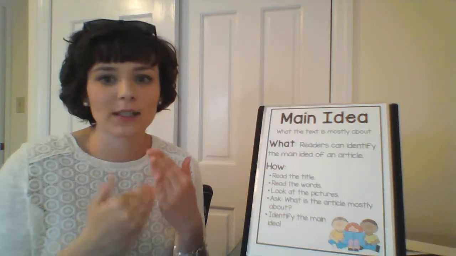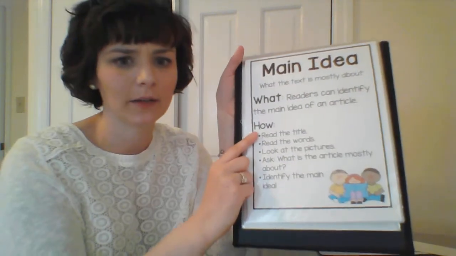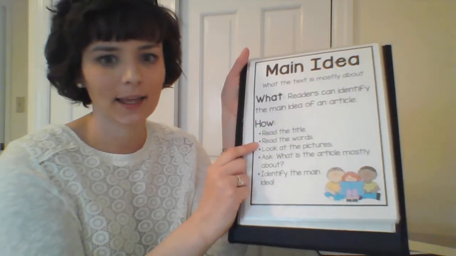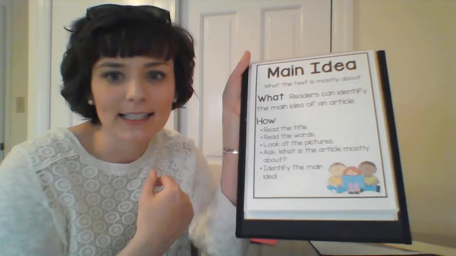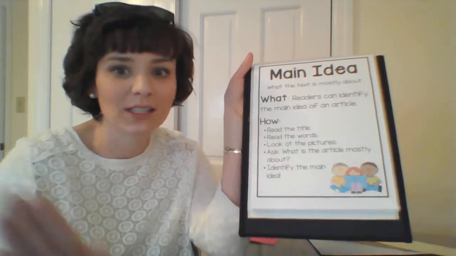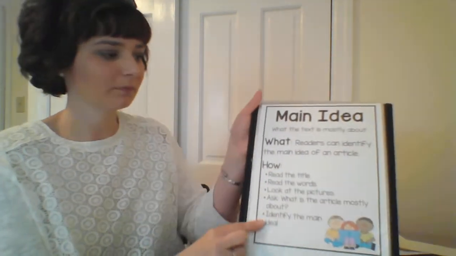Now, readers follow some steps to identify the main idea. The first step is to read the title. Next, they read the words. Then they look at the pictures. Then they ask themselves, what is the article mostly about? Then they're ready to identify the main idea.